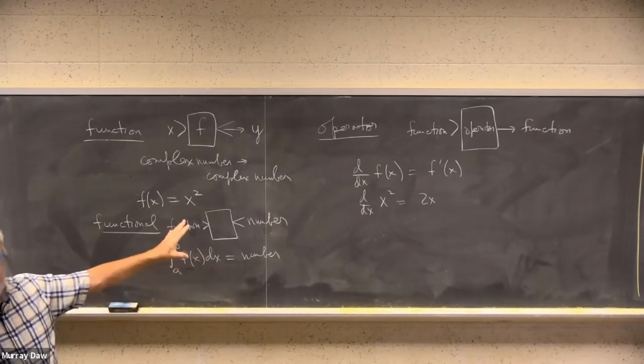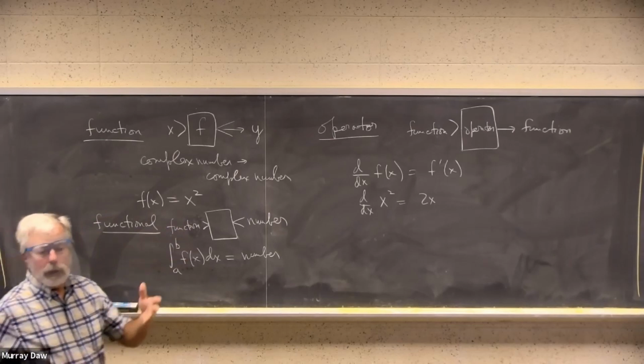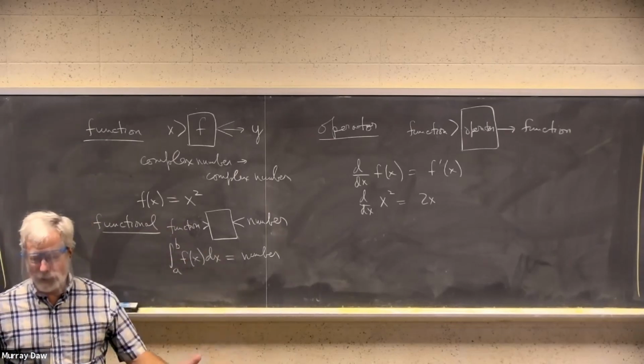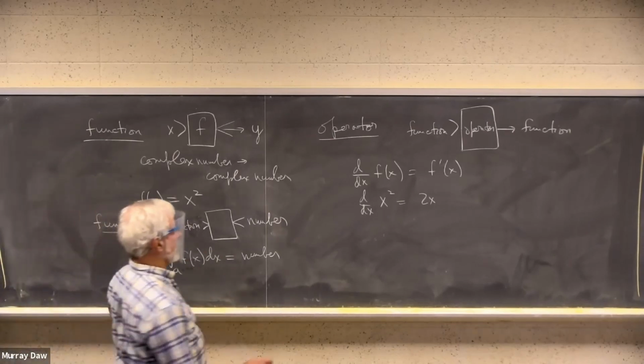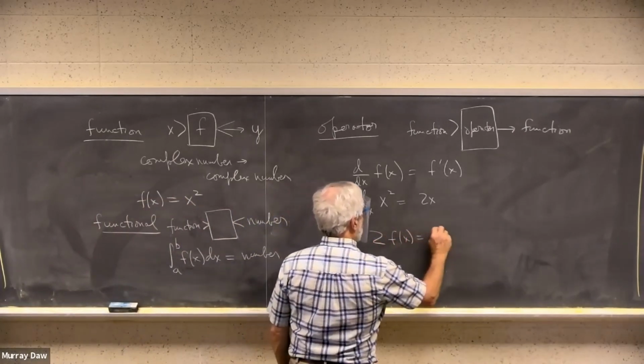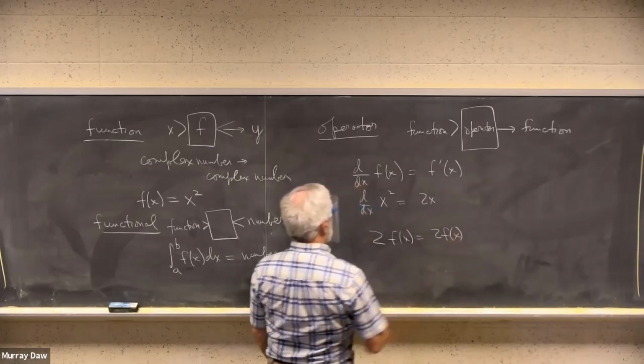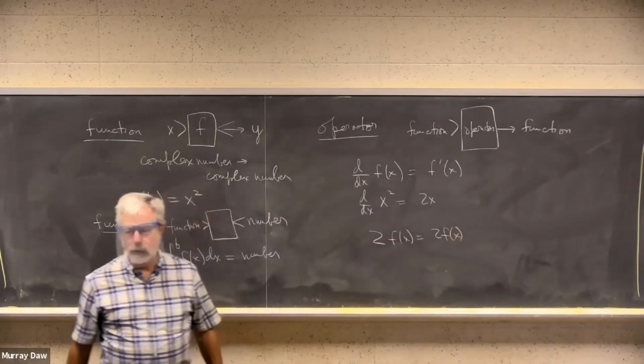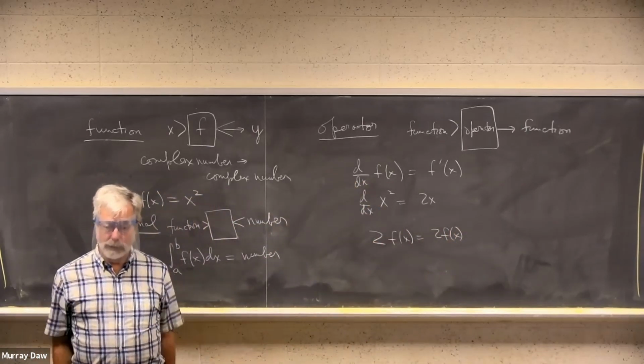How about some other than derivative? Just multiplying by a constant is an operator, a trivial operator. 2 times f of x is just 2f of x, right? So 2 times x squared is 2x squared. That's trivial. Multiplying by a constant.